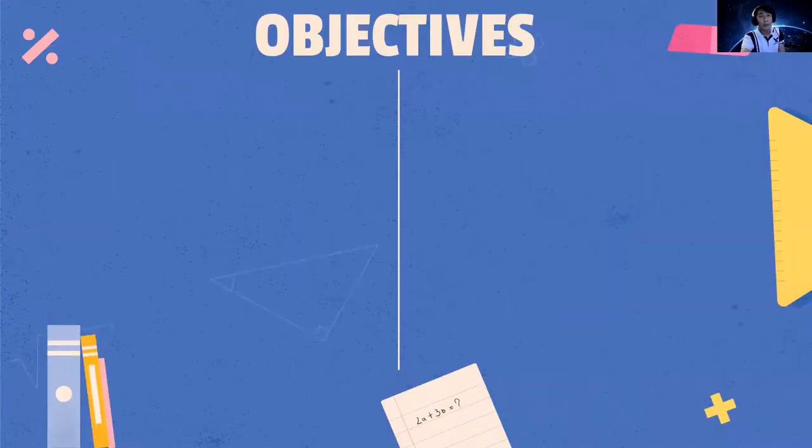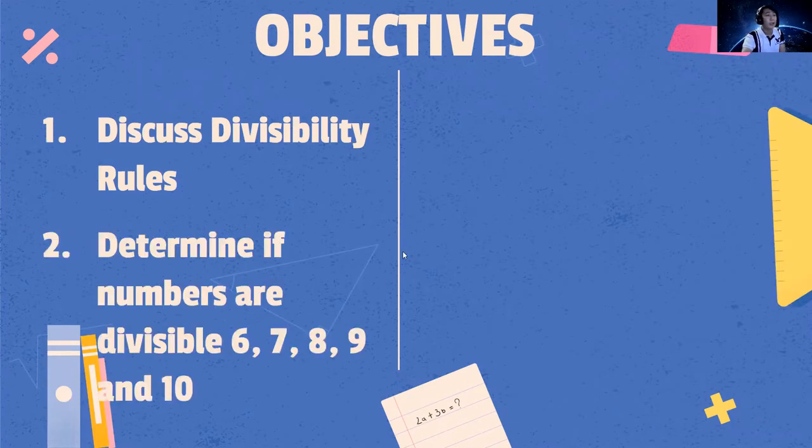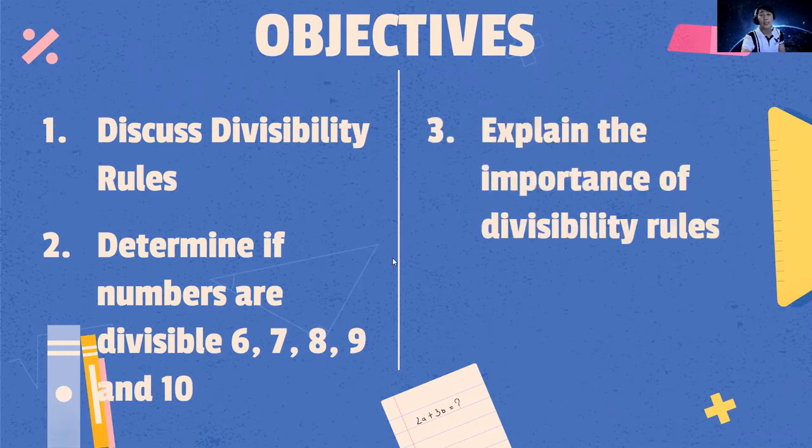What are the objectives of this lesson? Number 1, discuss divisibility rules. Number 2, determine if numbers are divisible by 6, 7, 8, 9, and 10. Number 3, explain the importance of divisibility rules.